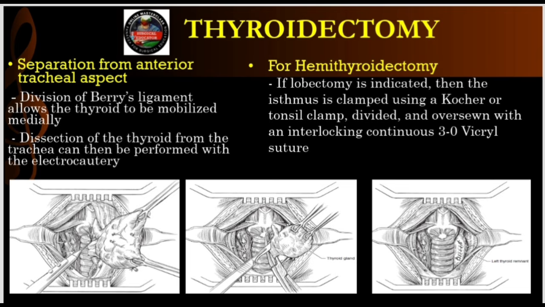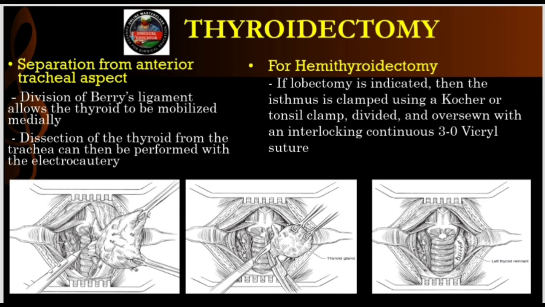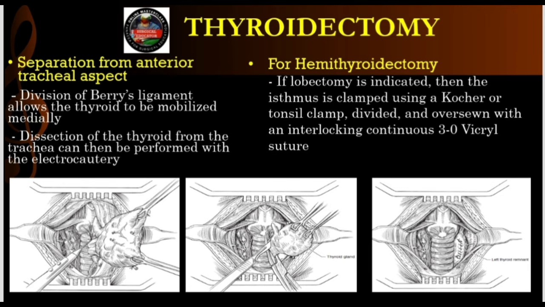Okay, so the lobe is mobilized. Now, if it's just a benign nodule on one side, we only do a hemithyroidectomy, right? Correct. Just removing the diseased half. And to do that, we have to cut across the isthmus, that bridge of tissue connecting the two halves over the trachea. The slide says clamp the isthmus, divide it, and oversew with interlocking continuous 3-0 Vicryl.